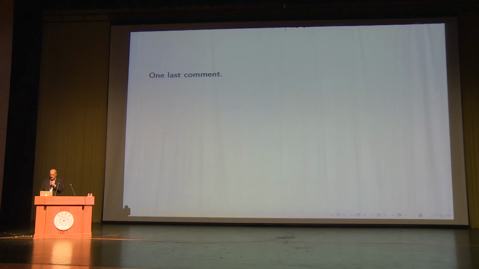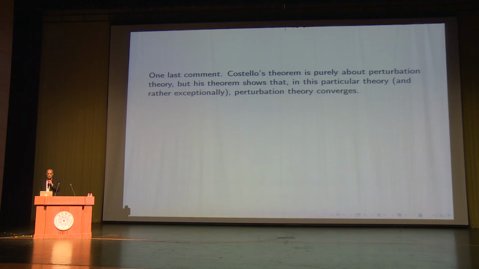So I have one last comment. So Costello's theorem is about perturbation theory. He proved that to all orders of perturbation theory, the path integral for his configuration of Wilson lines agrees with the perturbation theory of the integrable spin system. But his theorem shows that actually, in this particular theory, and unlike most quantum field theories, perturbation theory converges.